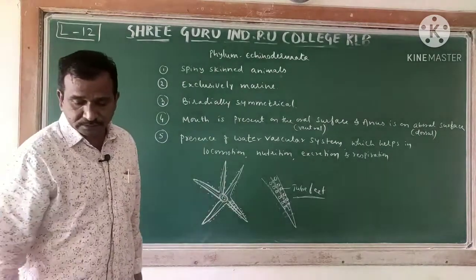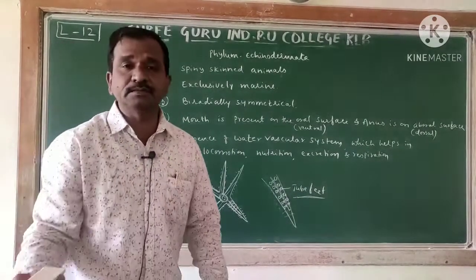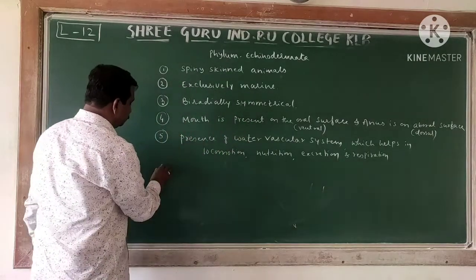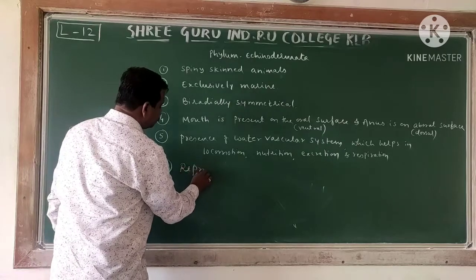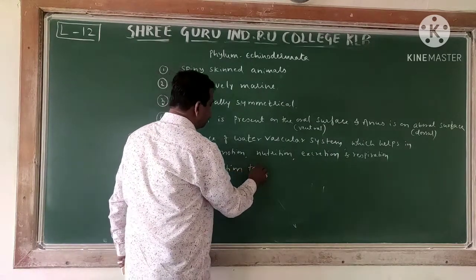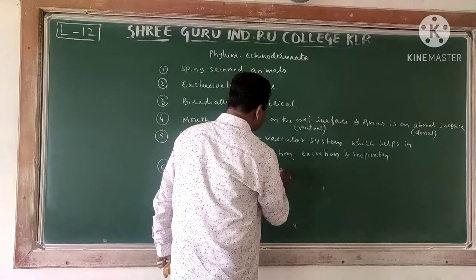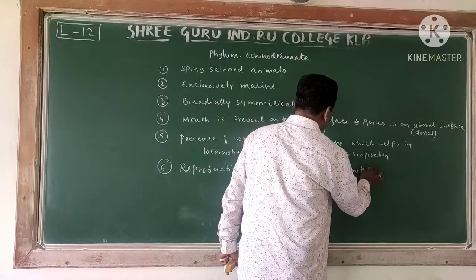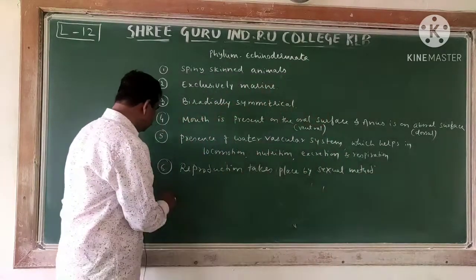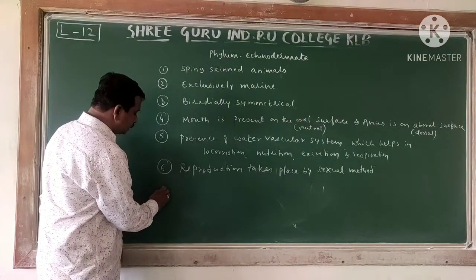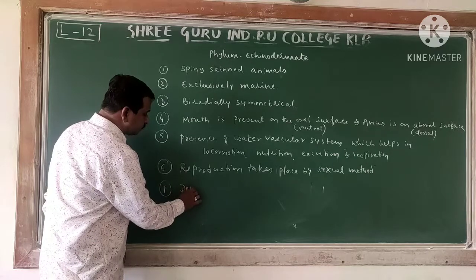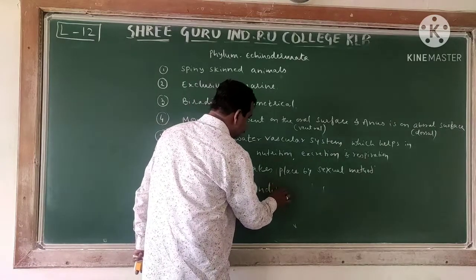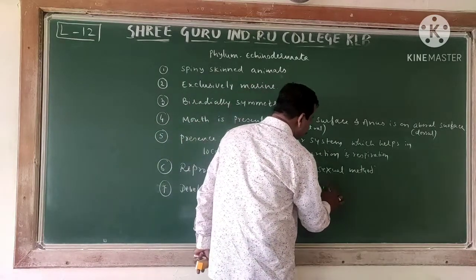Now the remaining characters: you can see that reproduction takes place by the sexual method. The reproduction is sexual. And the last one is that development is indirect with a free swimming larva.